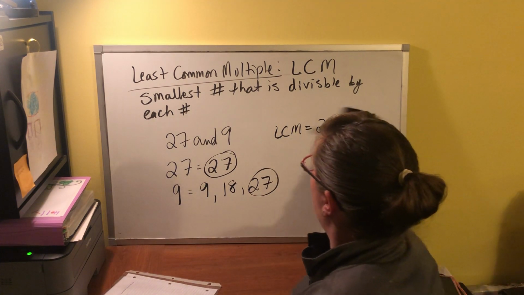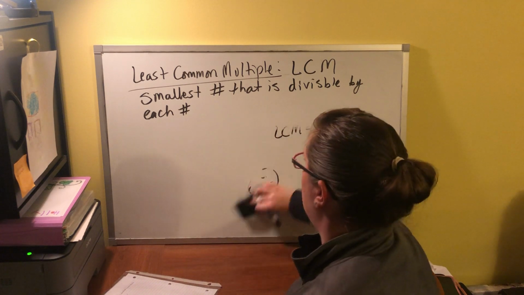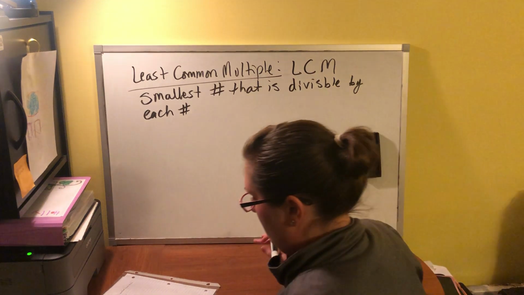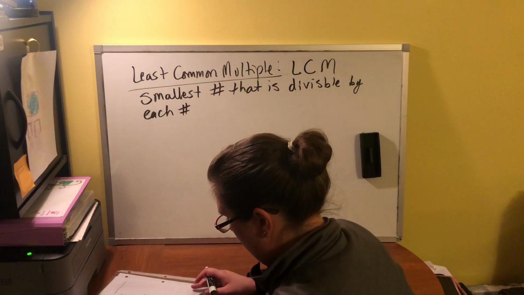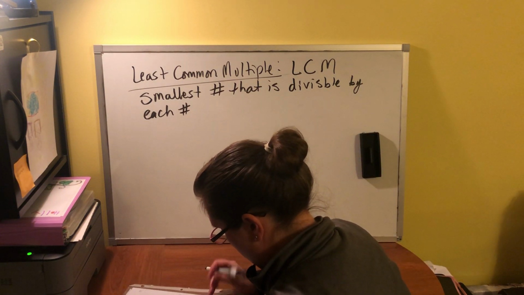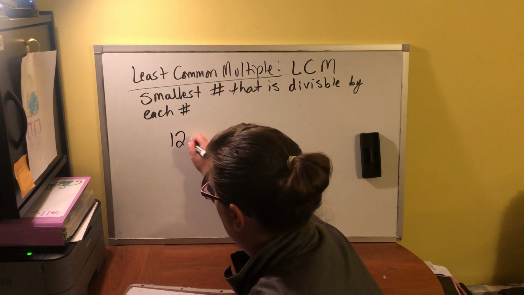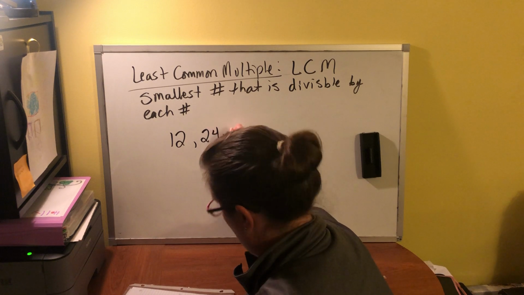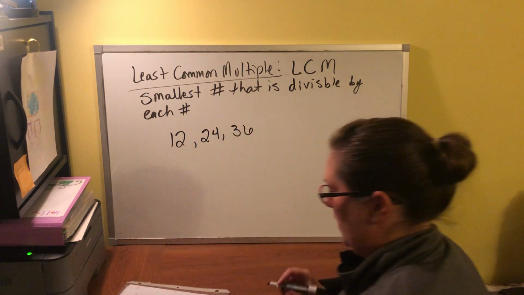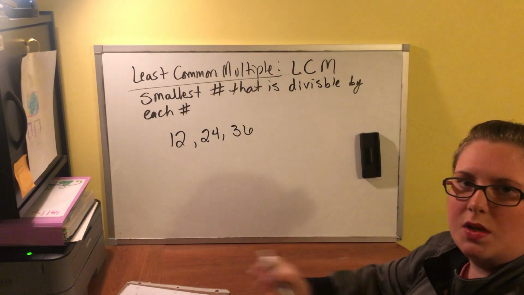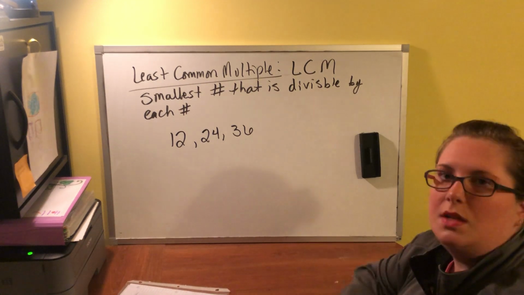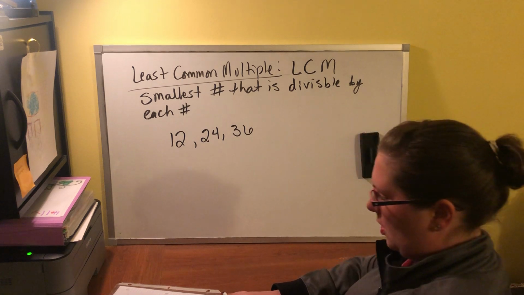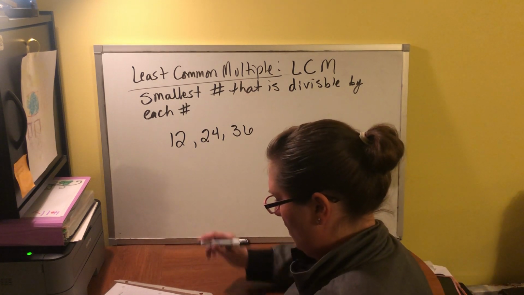Sometimes they'll give you 3 numbers instead of 2, and that's okay. That can happen, not a big deal. And we can handle this. So let's go ahead and do one. Let's do 12, 24, and 36. And like I said, there's a couple more examples like this in your notes if you need to see some more examples. So let's look at 12, 24, and 36. So we'll start with 12.